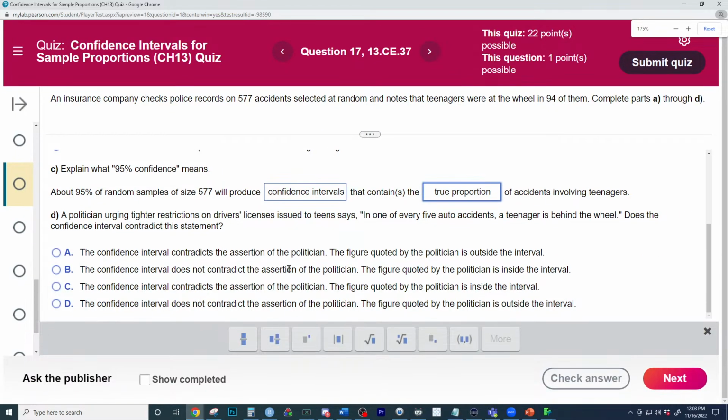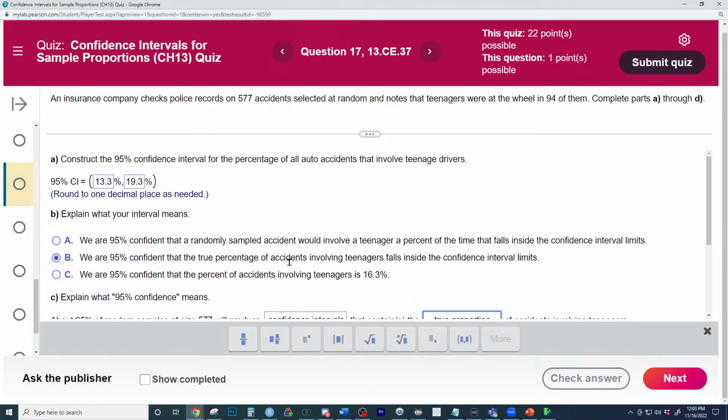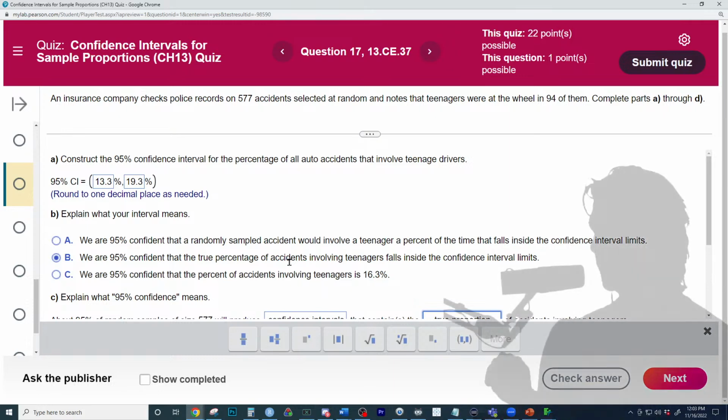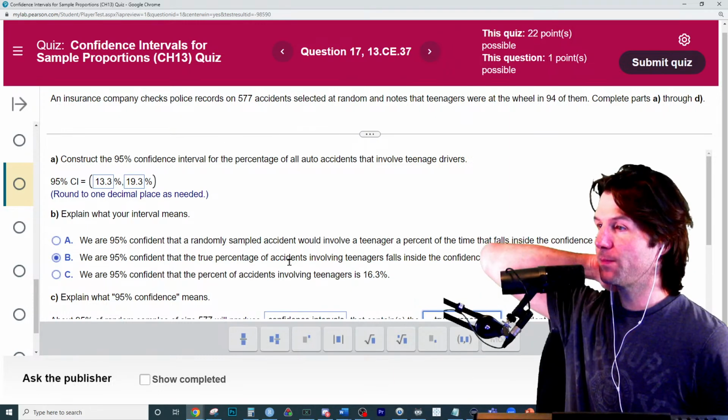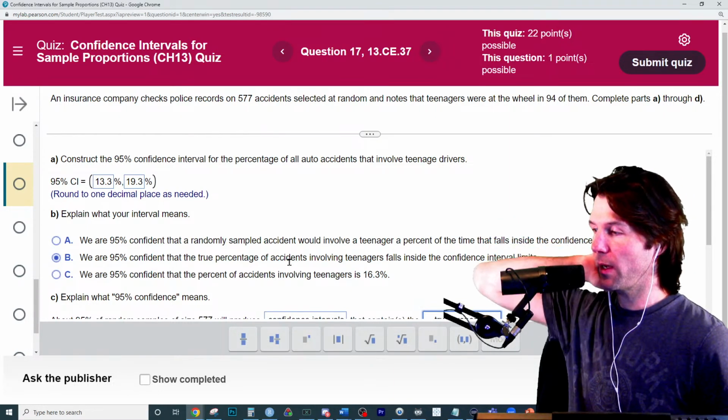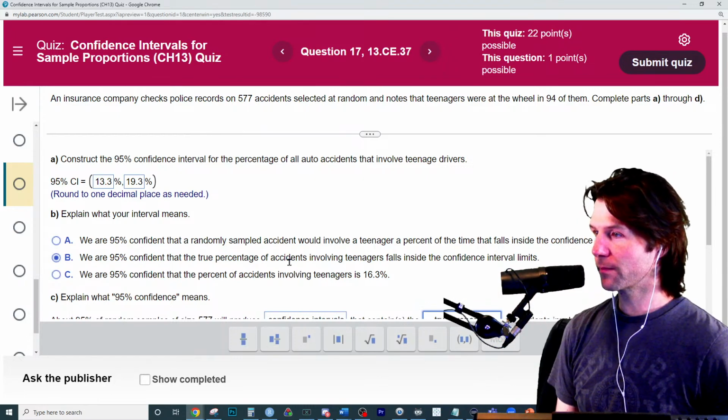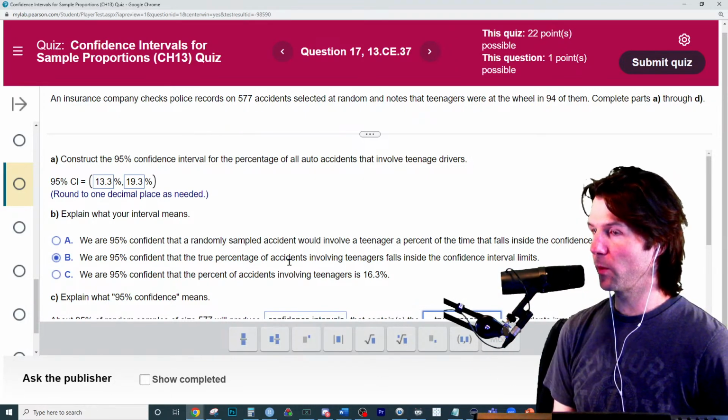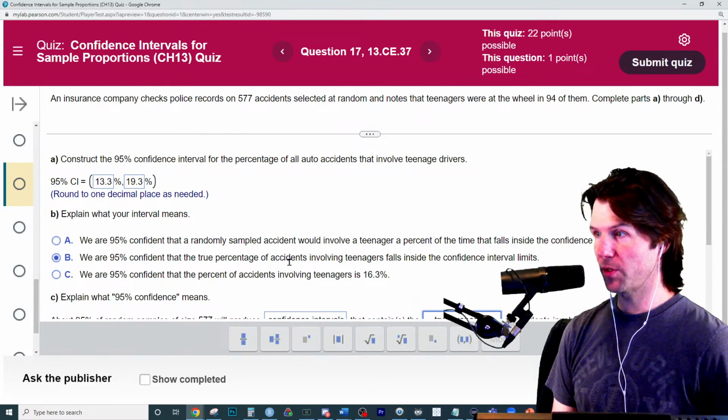A politician claims that about 1 in every 5 would be what percent? So 1 out of 5 would be what percent? 20%, great job, Meredith, right there.